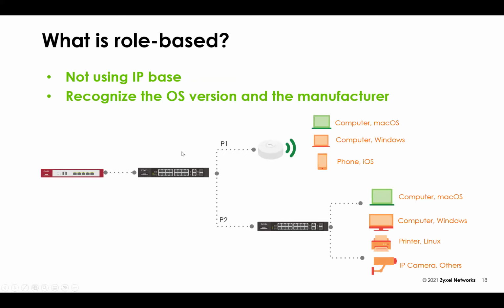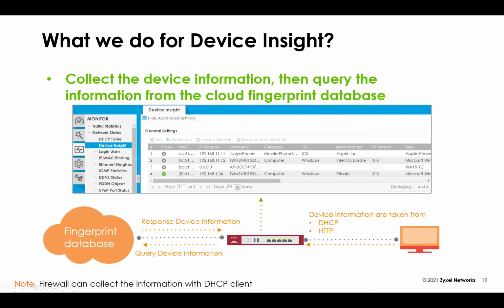Instead of using the IP address it comes from, we can use the OS version and the manufacturer of that particular device. So we can look at the computer, we can see the OS version, and we can tell if it's a phone, a computer, or any other device like an IP camera or a printer. So that's what device insight can do. We can collect the information on devices that are connected to the firewall, and then we can create policies based off of that.